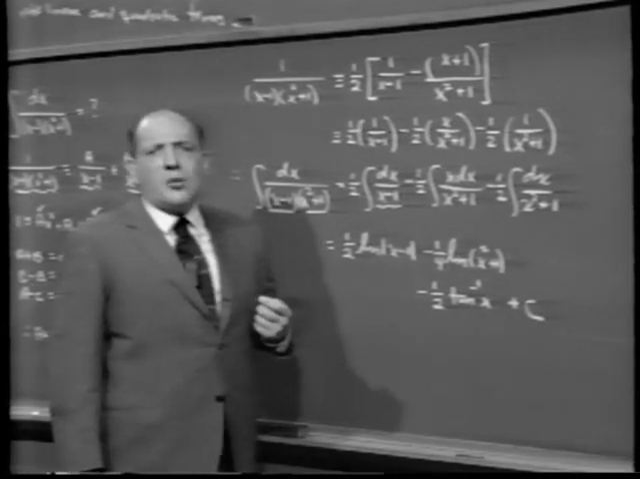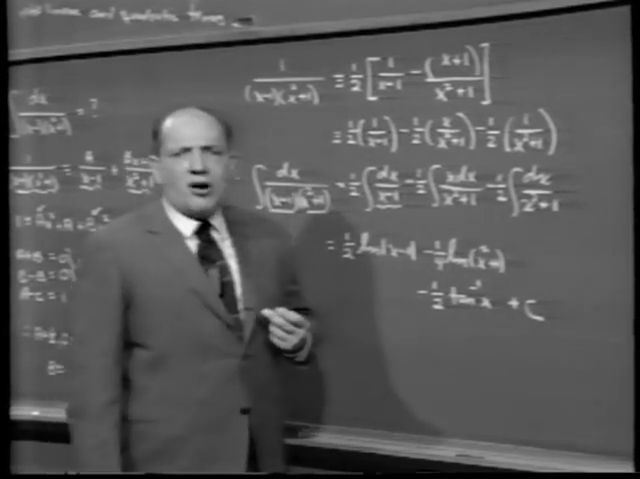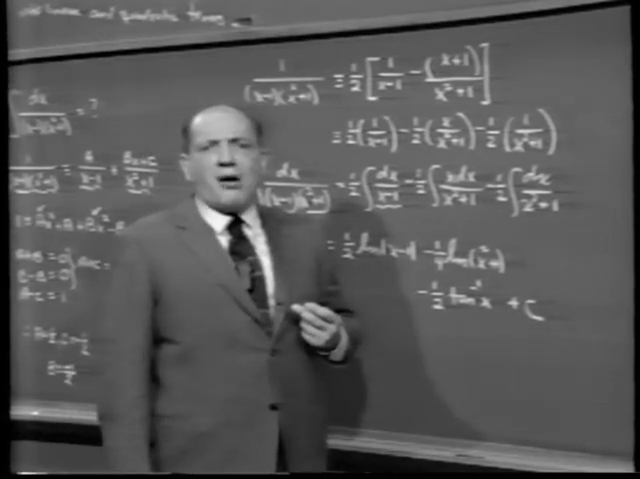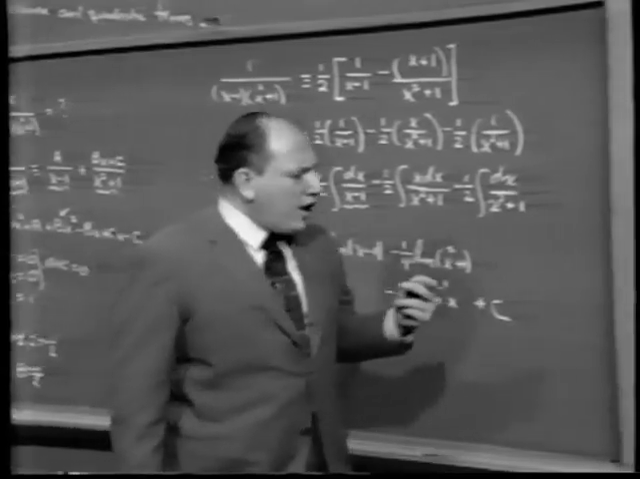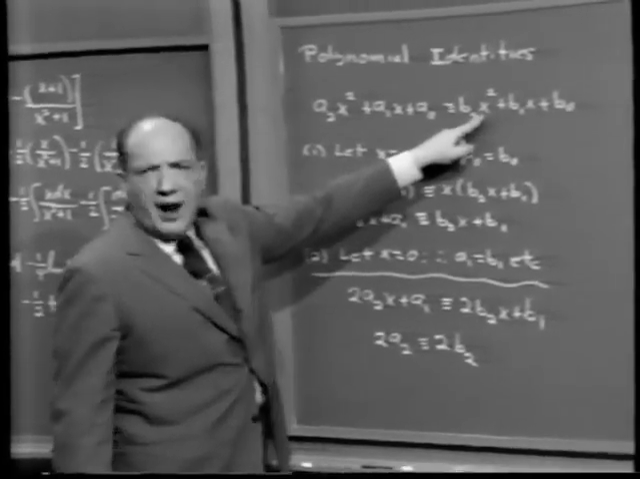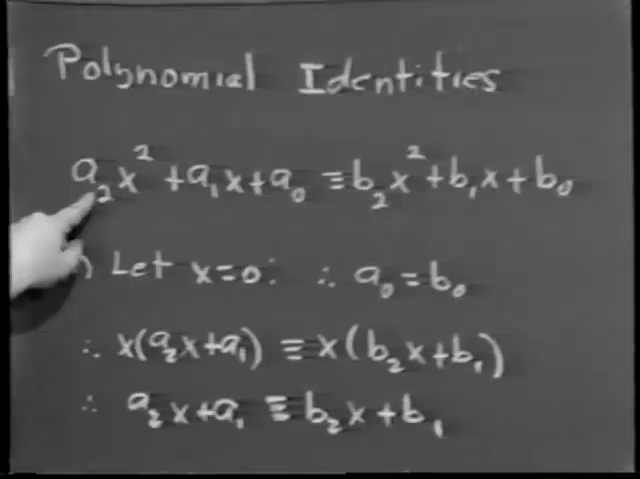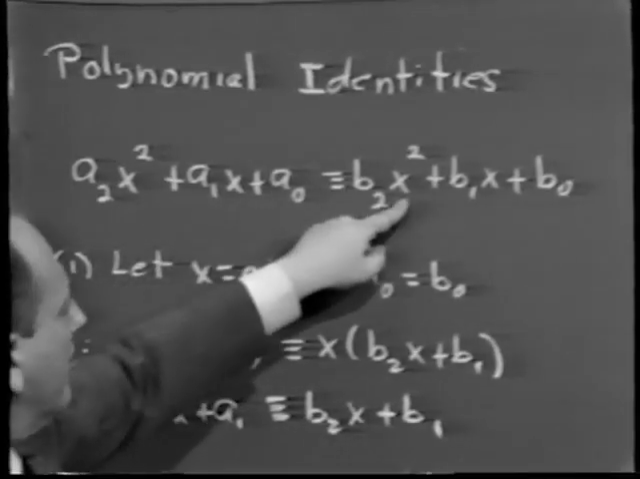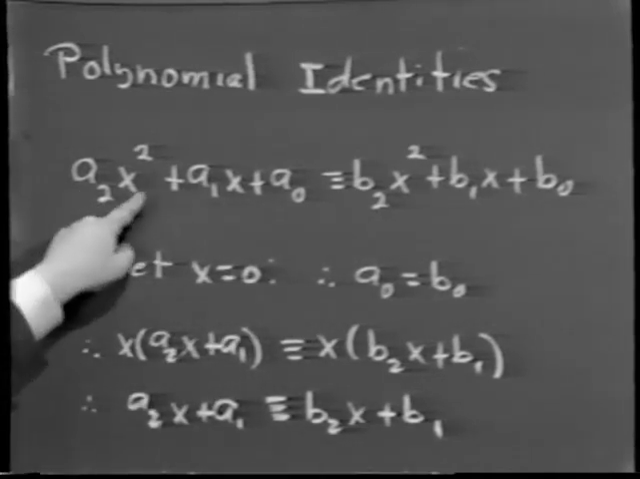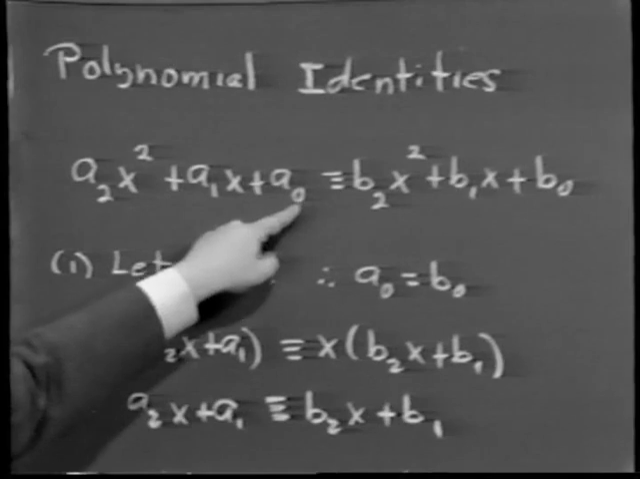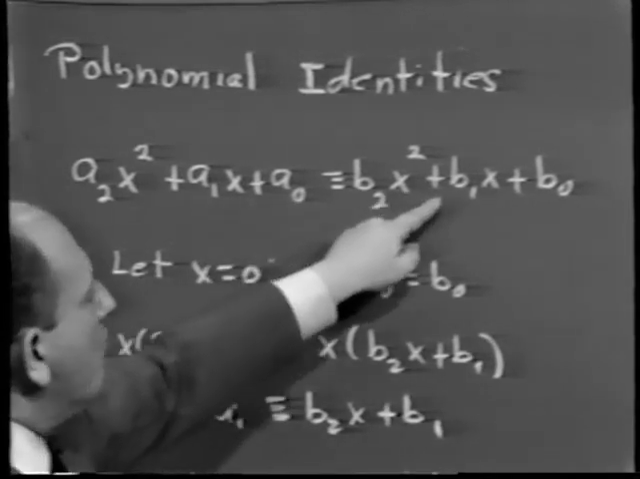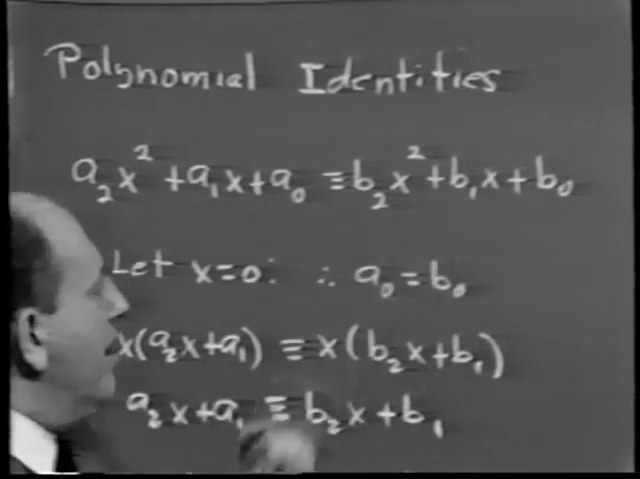And by the way, what I want to do before I go any further also is to emphasize a rather special property of polynomial identities. You recall that undetermined coefficients hinged on the following, and I'll pick a quadratic to illustrate it with. Suppose you have two quadratic expressions in x identically equal. In other words, a sub 2 x squared plus a sub 1 x plus a sub 0 was identically equal to b sub 2 x squared plus b sub 1 x plus b sub 0.